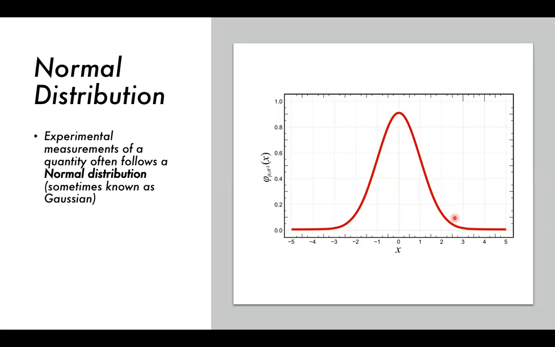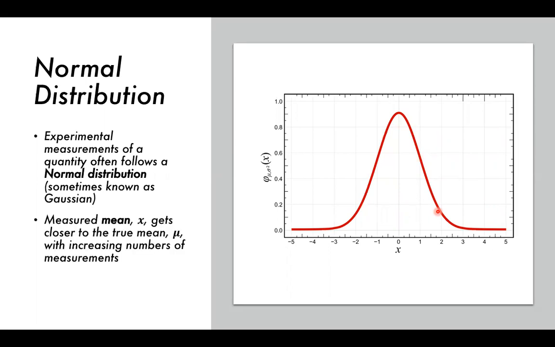Experimental measurements of a quantity often follow a normal distribution. It's sometimes known as a Gaussian distribution or a Gauss distribution, or even a Gauss-Laplace distribution. Many experimental measurements will take this form if you conduct enough measurements, and whenever we try to fit the data, it often conforms to this kind of normal distribution. There are some times when it doesn't, but generally it does.